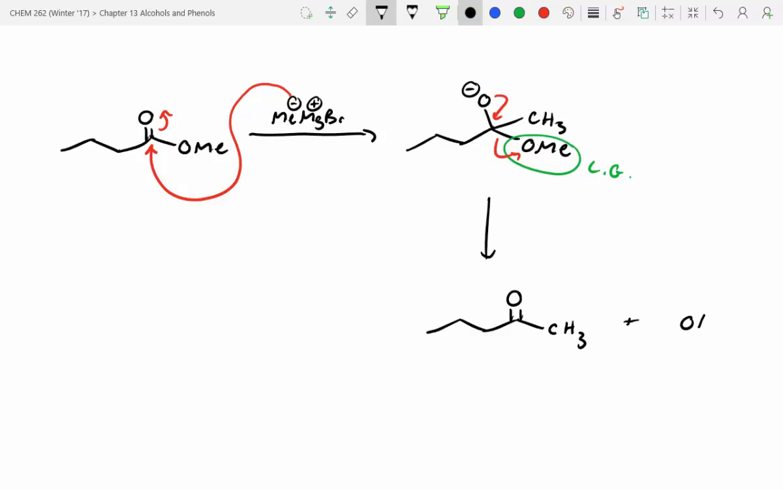Acid-base chemistry is the quickest reaction. Yeah, that is a good point. Acid-base chemistry is super duper quick. However, in this case, it's so unstable, it's going to quickly fall apart. Is it because of the strain created by having two oxygens and one of them having a negative charge?